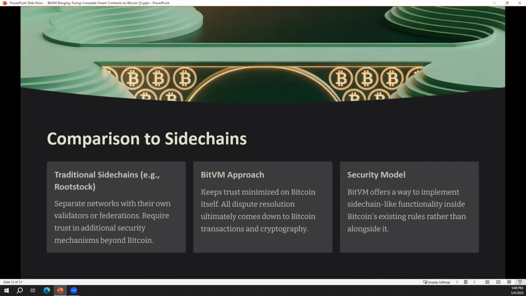This solution requires trust in separate validators or new infrastructure. BitVM, by contrast, keeps trust minimized on Bitcoin itself. All dispute resolution ultimately comes down to Bitcoin transactions and cryptography, not a third party. This could enable trust-minimized bridges and rollups, where BTC moves to a second layer without relying on a federation to guard funds. BitVM essentially offers a way to implement a sidechain or layer 2 inside Bitcoin's existing rules, using contracts and fraud proofs instead of alongside it.